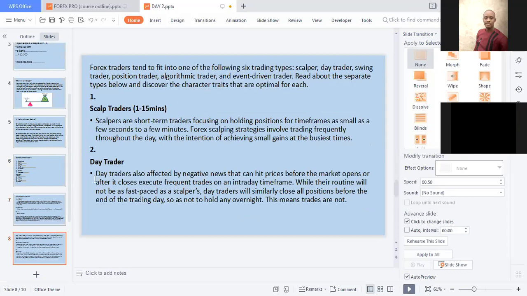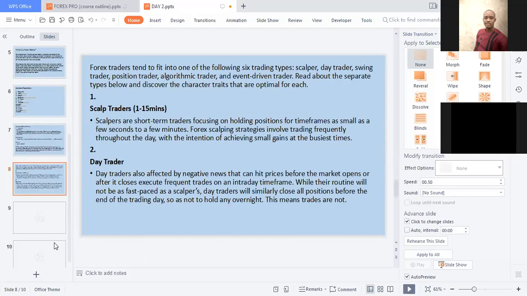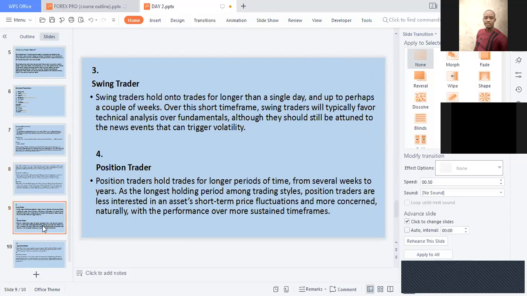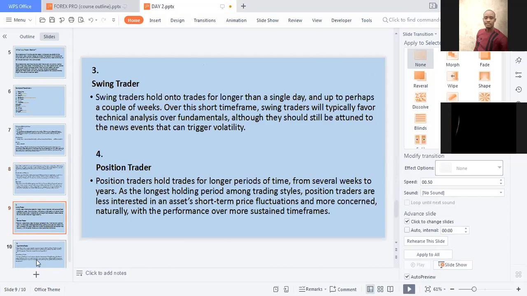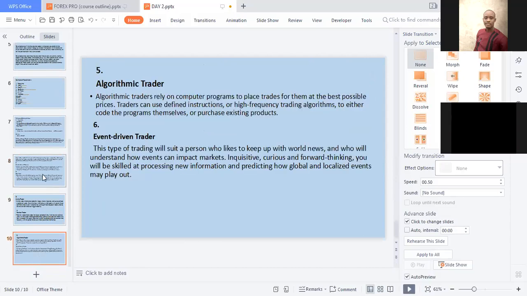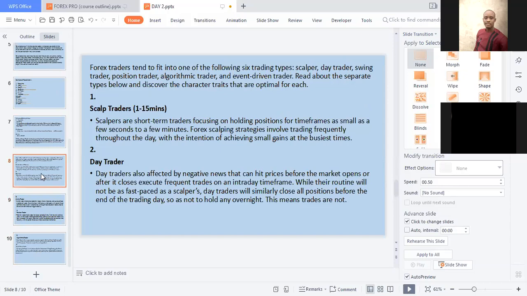Now, types of traders. We have 6 types of traders. We have scalp traders, day traders, swing traders, position traders, algorithmic traders, and event-driven traders. Now, a scalp trader is a trader that trades from a few seconds to a few minutes. Scalp traders don't always like their trade to go to the next day. That's who I am.